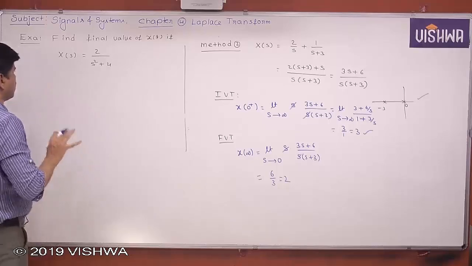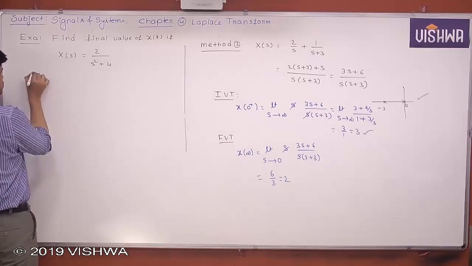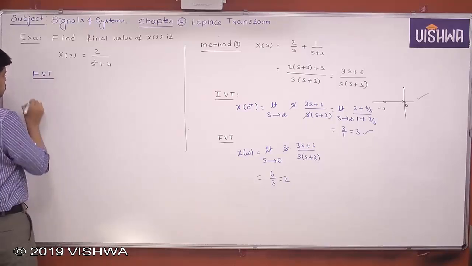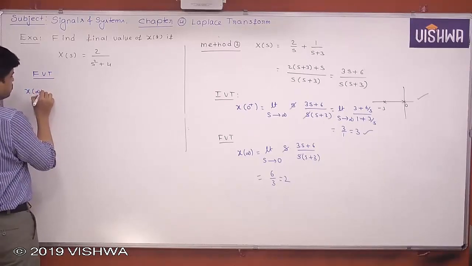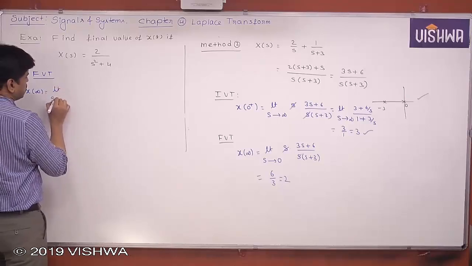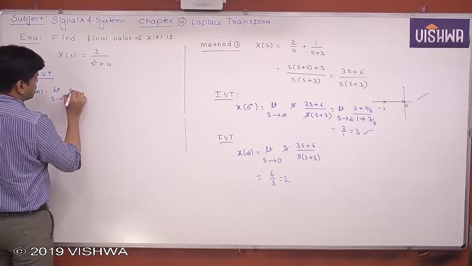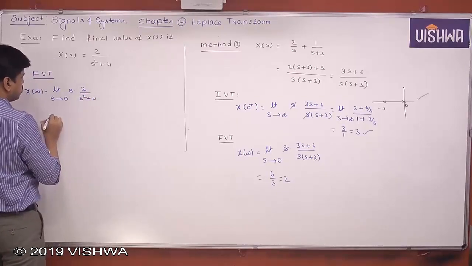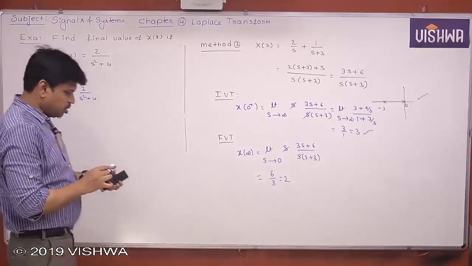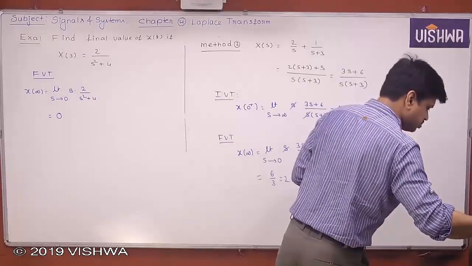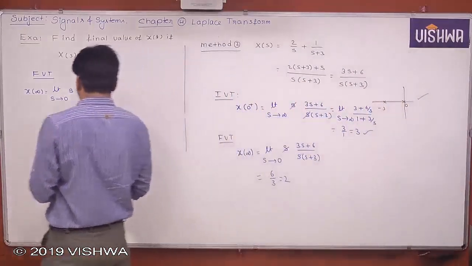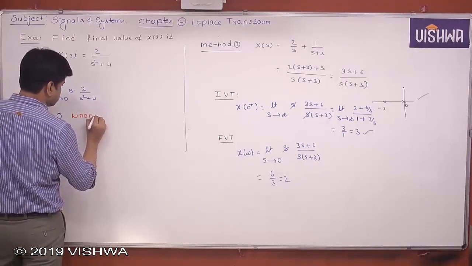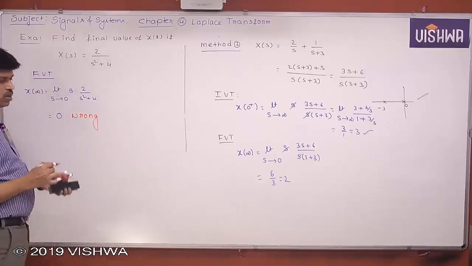So without observing the conditions, if I go for final value theorem, x of infinity is equal to limit s tends to 0 s x of s, that is 2 by s square plus 4. So if I substitute s is equal to 0, this is going to be 0. Now this answer is a wrong answer. Why is it a wrong answer?